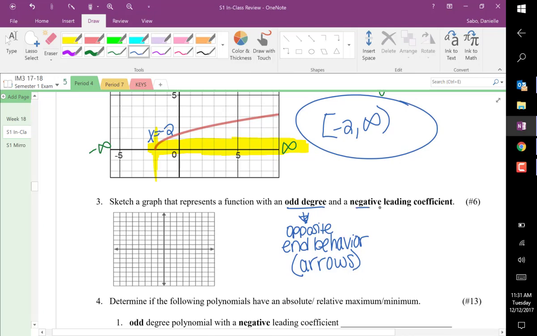And then a negative leading coefficient. Okay, that one's a little bit tougher when it comes to odd degrees. Does that mean I'm going to be trending up, or does that mean I'm going to be trending down?